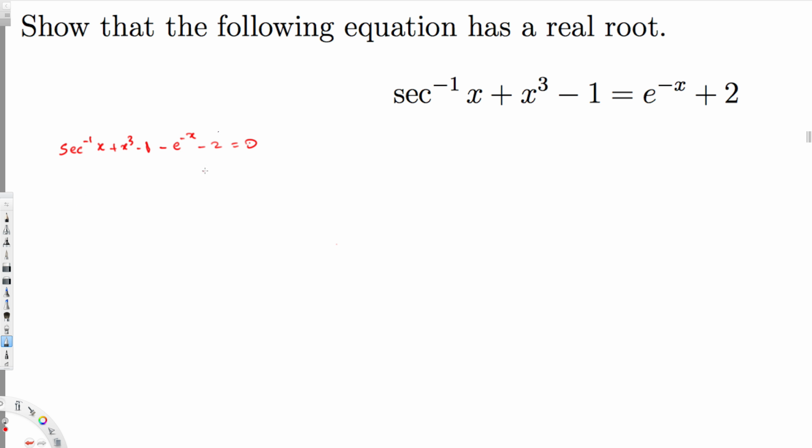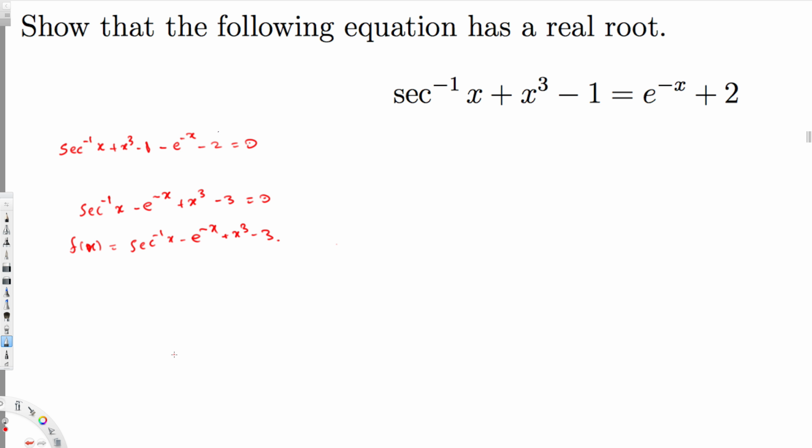So I bring it to the front side, and it's going to be sec inverse x minus e power minus x plus x cube minus 3 is equal to 0. Now I have this equal to 0, so I can say f of x is equal to sec inverse x minus e power minus x plus x cube minus 3.